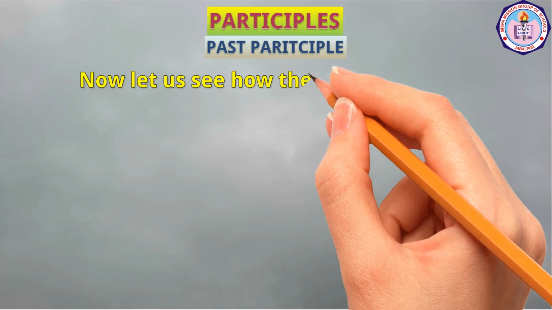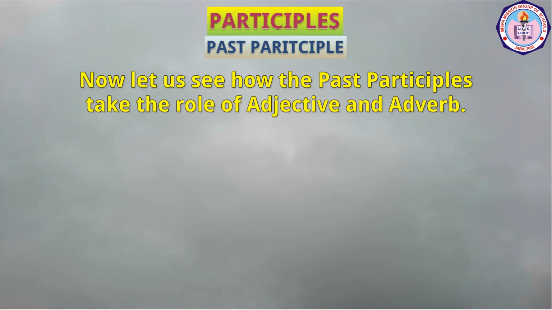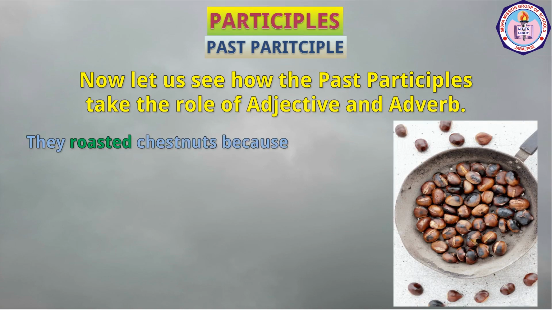Now, let us see how the past participles take the role of adjective and adverb. Study these sentences. They roasted chestnuts because roasted chestnuts were profitable. Here, the verb roasted is repeated 2 times. However, both of their roles are different. The first roasted is the past form of the verb and is a finite verb as it determines the tense and agrees with the subject. The second roasted is modifying the noun chestnuts. It is a non-finite verb. It is the past participle form being the adjective of chestnuts.